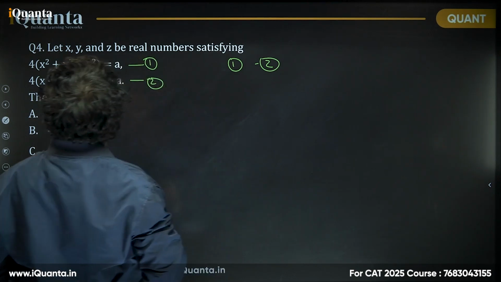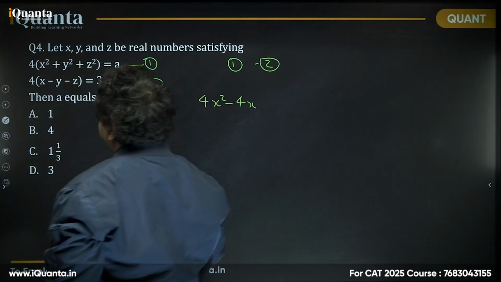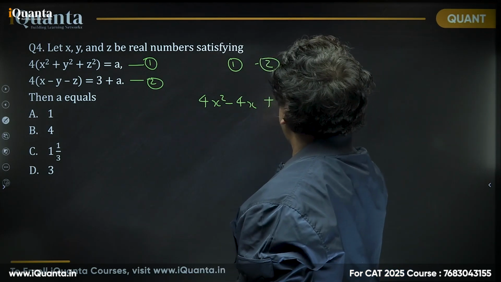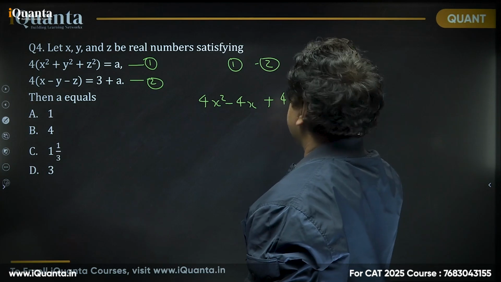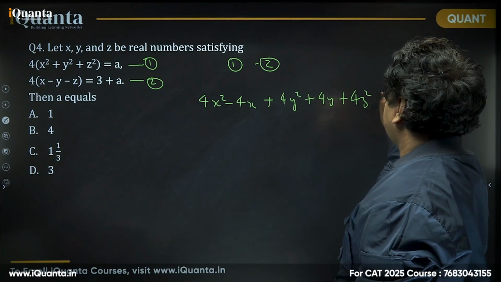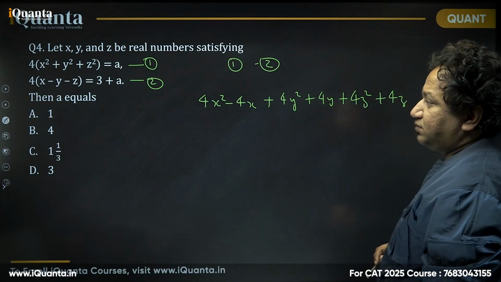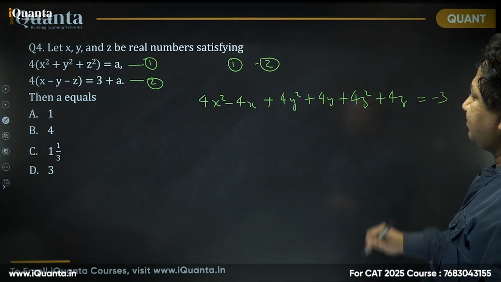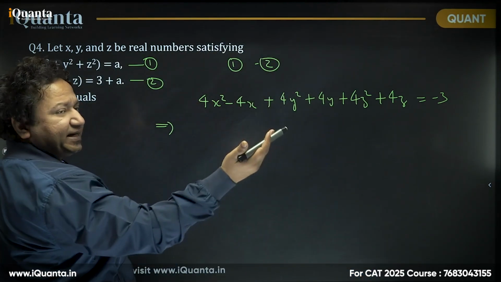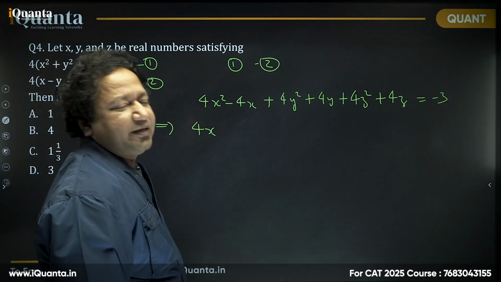Okay, let me see. 4x square minus 4x. If I open the bracket and then write it, after that I'll have plus 4y square plus 4y, because minus and minus becomes plus. And then I have 4z square plus 4z. That will be equal to how much? Minus 3. Perfect. Now what? Okay, I can bring this minus 3 to the left hand side. It'll be plus 3. So what is plus 3? It's plus 1 plus 1 plus 1, like 3 times 1.